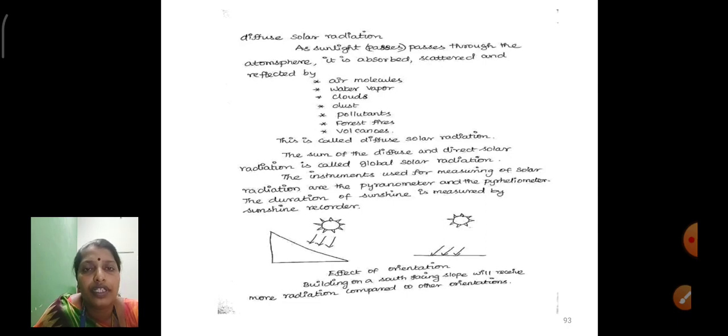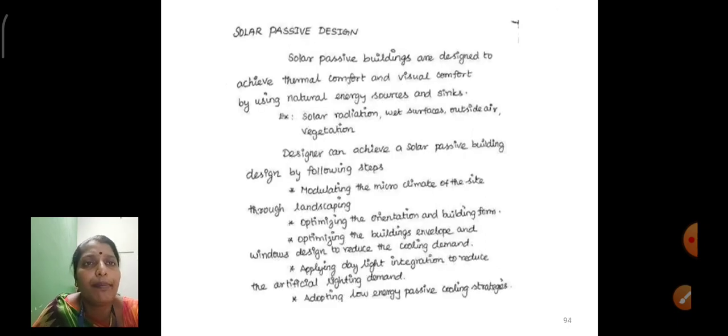For example, sunlight radiation transmitted through this wall and then ground level. This is the effect of orientation on the heat energy. A building on a south facing slab will receive more radiation compared to other orientations. And next, solar passive design. These buildings are designed to achieve thermal comfort and visual comfort by using natural energy sources and sinks, for example, solar radiation, wet surfaces, outside air, vegetation also.